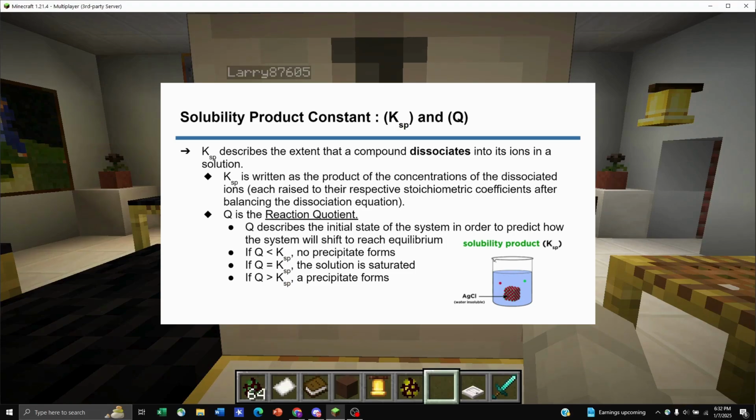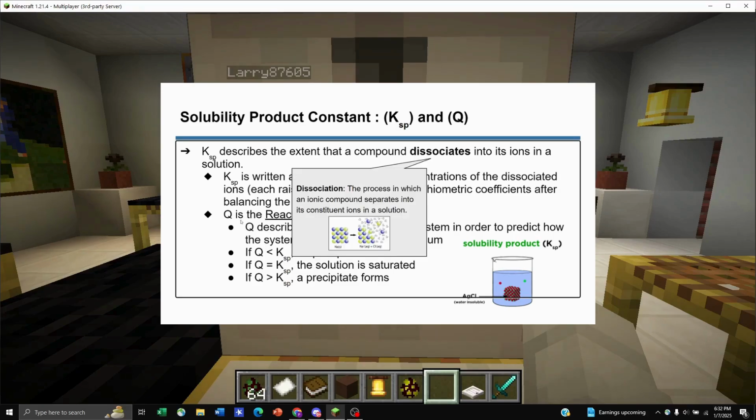As you can see from the image on the bottom, AgCl is water insoluble, meaning that Q is greater than K, so a precipitate forms and it's insoluble. Dissociation is a process in which an ionic compound separates into its constituent ions in a solution.